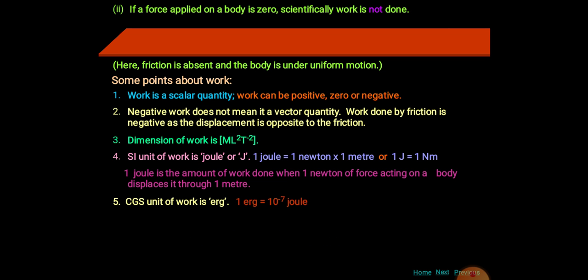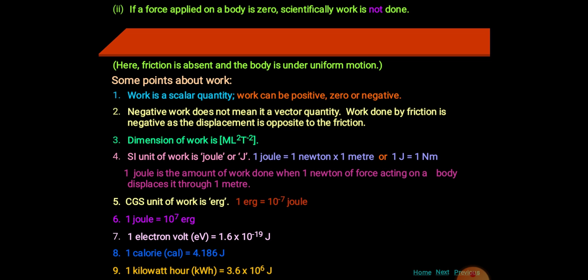Now let us try to understand its CGS unit. The CGS unit of work is erg. What is the relationship between erg and joule? 1 erg is equal to 10 raised to minus 7 joule. We can write 1 joule is equal to 10 raised to 7 erg also. Now the electron volt: how do you convert electron volt into joule? 1 electron volt is equal to 1.6 into 10 raised to minus 19 joule. Now the calorie and joule relationship: 1 calorie is equal to 4.186 joule. Now 1 kilowatt hour: 1 kilowatt hour is equal to how many joules? 3.6 into 10 raised to 6 joule. So these are the points you have to know: the relationship between joule and erg, and between electron volt and joule. You have to know all these points related to the conversion.